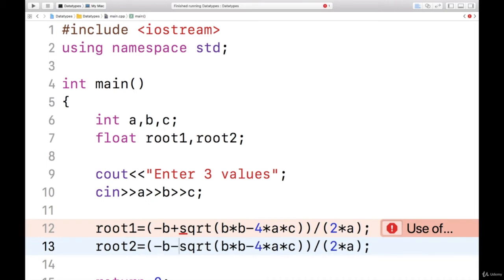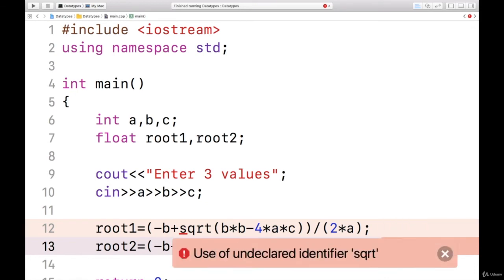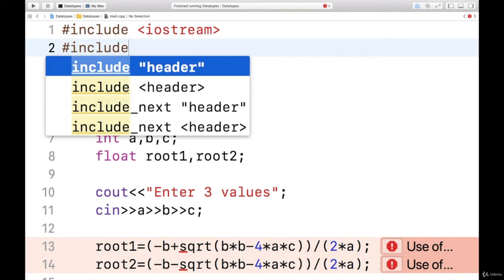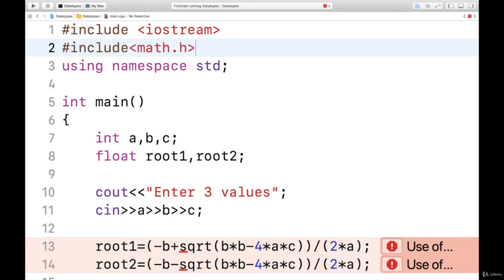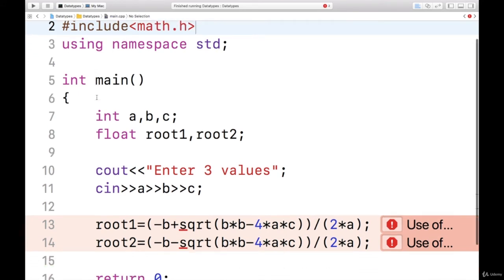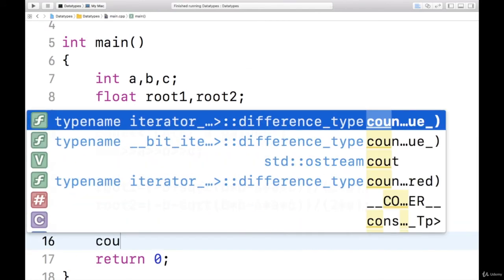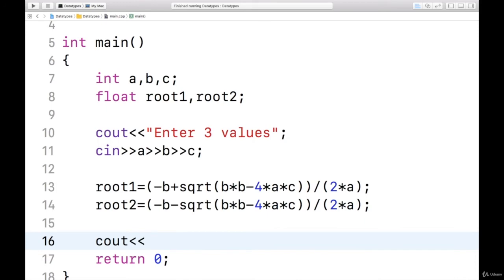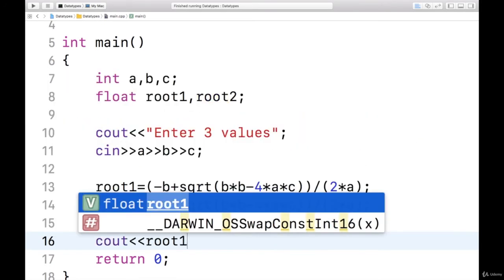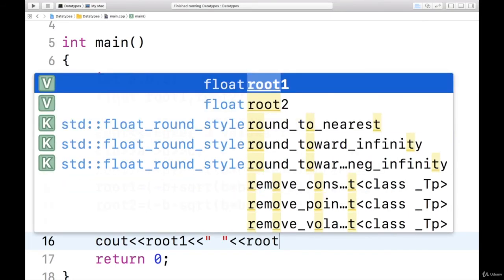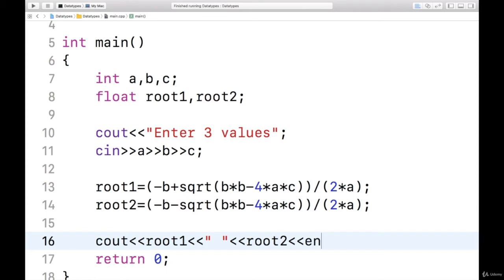Now let us see what error message I am getting here. The error message is: use of undeclared identifier sqrt. So for that I should include math.h. This function is present in the math library. Now that error message is gone, and here I will say cout root1 and some space between them, and then root2 and endl.